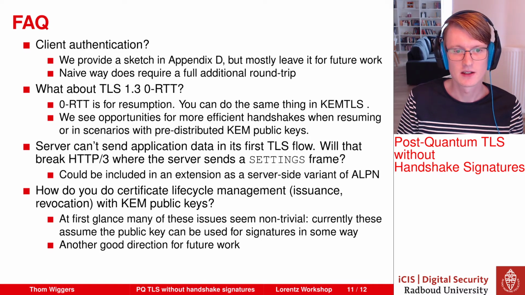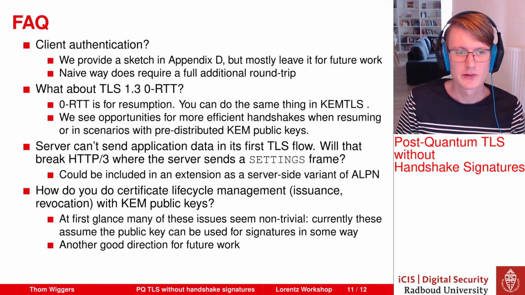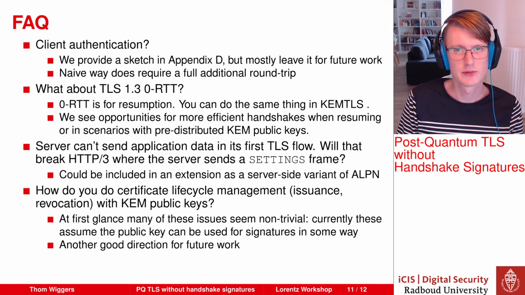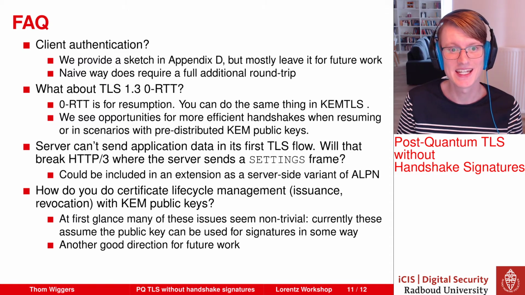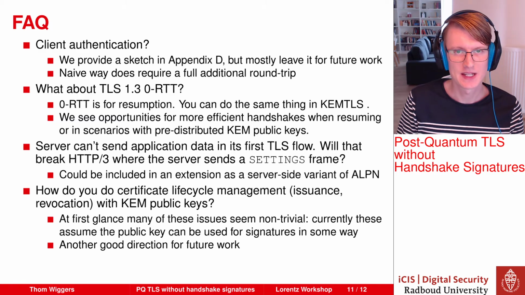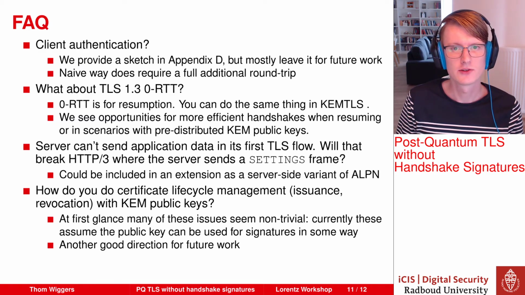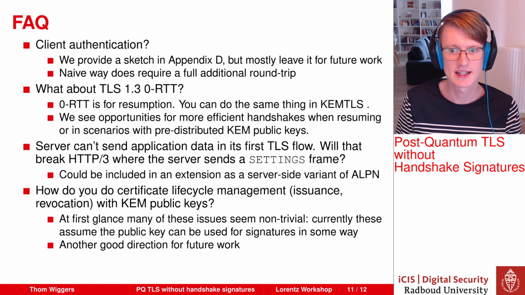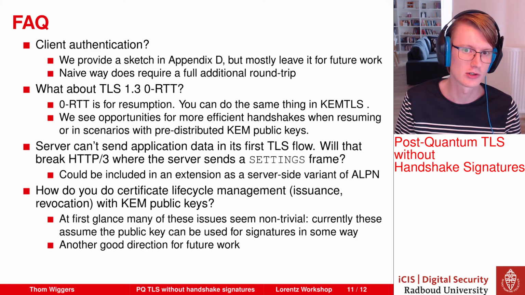So this is a bit of a downside, but we argue that interesting data from the server to the client will often only come after the client has indicated what they need. Static information such as a settings frame could be solved in an extension to TLS, for example a server-side variant of the ALPN extension that indicates from the client to the server what kind of protocol it wants to speak later.